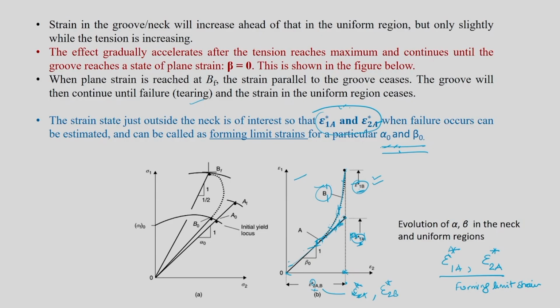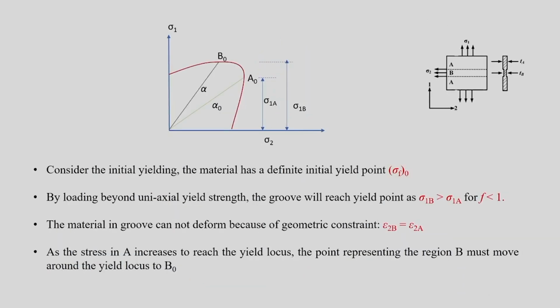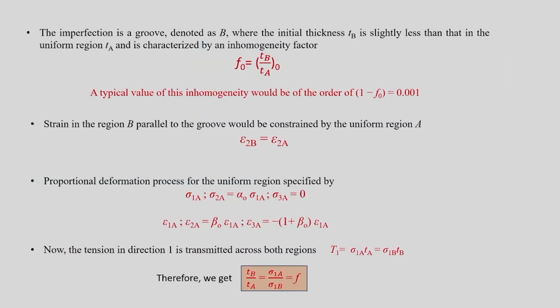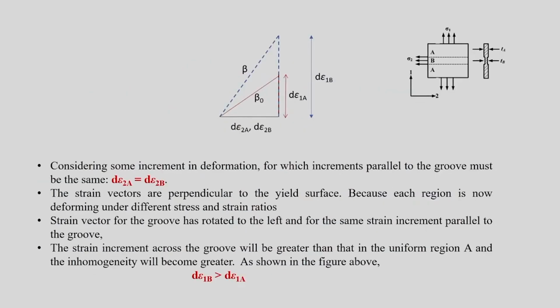So in biaxial deformation, necking has these many stages. Initially the groove region, or the B region, is going to reach the yield locus. By the time A reaches, B will get rotated in this way. So B naught and A naught are represented. This itself tells that alpha is going to be different, and sigma 1B is greater than sigma 1A. Because sigma 1B is greater than sigma 1A, d epsilon 1B is going to be greater than d epsilon 1A, which can also be represented in this strain plot, which tells that the strain increment in B is going to grow ahead of A.